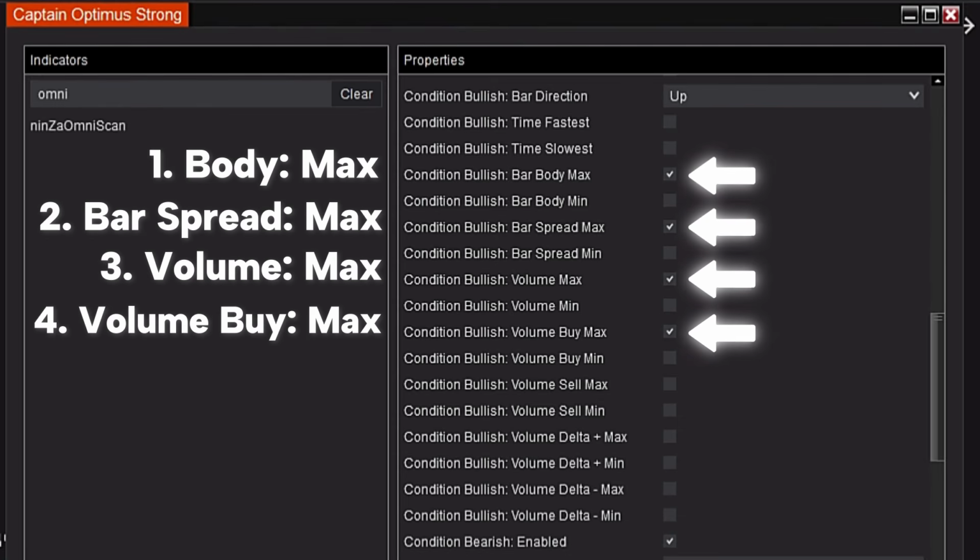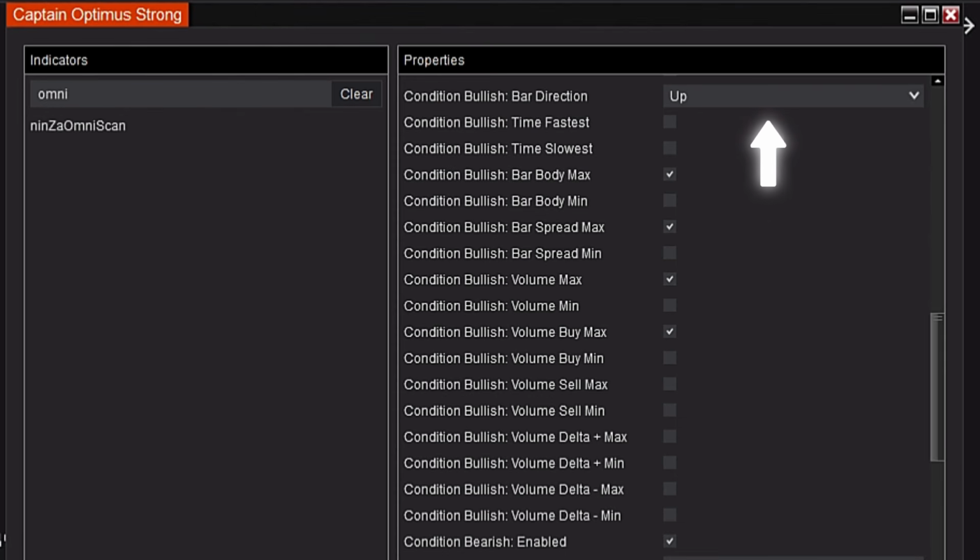And inside the OmniSpectrum Scan setup within Captain Optimus Strong, we also enable all four key conditions. The candle must have the largest body in the cycle. The candle must have the widest spread. The candle must carry the highest total volume. The candle must have the strongest buy volume. And of course, the candle must be a bullish up candle.